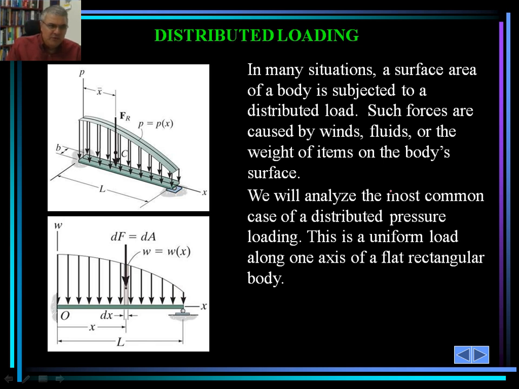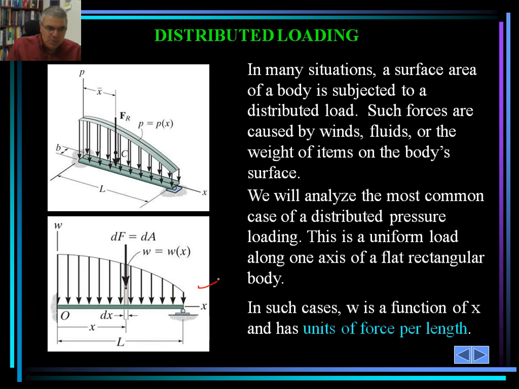So we will analyze the most common case, and in this case it's a uniform load along one axis of a flat rectangular body. It's pretty much two-dimensional as shown down here. In this case, W is a function of X, meaning that the distributed load could vary along the x-axis. So it may or may not be a constant throughout.